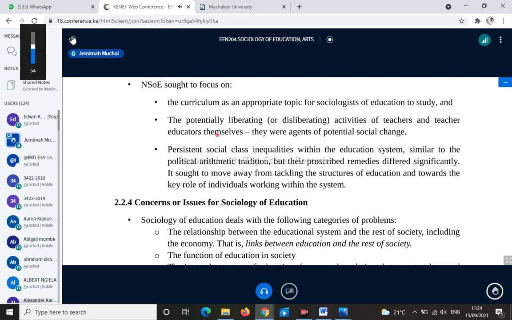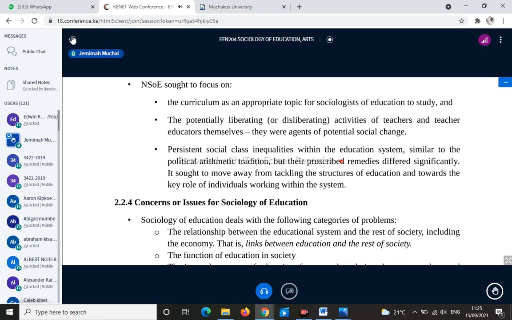Do the teachers liberate learners? Do they help them to see the social change they can cause in the society? Does education help in social inequalities, in helping those who are being educated to be socially equal? Or does it even increase the inequality? And we said that in most cases, it will help. But in some cases, it will increase the inequality.